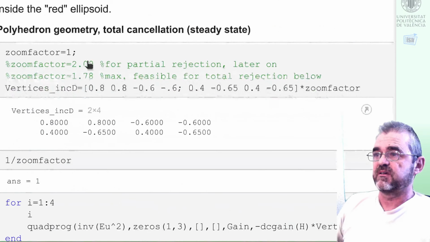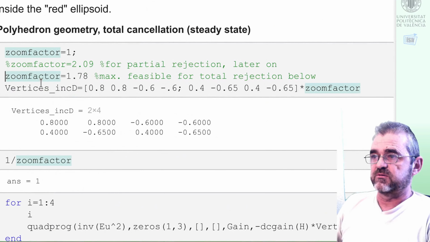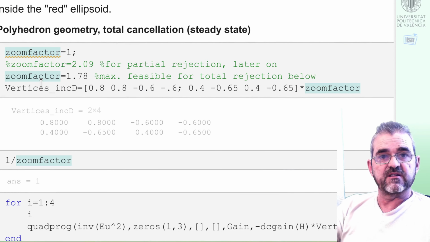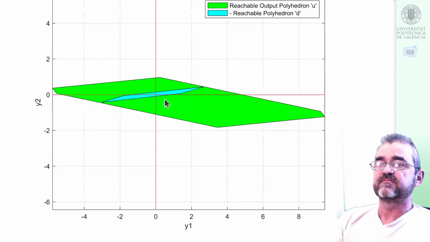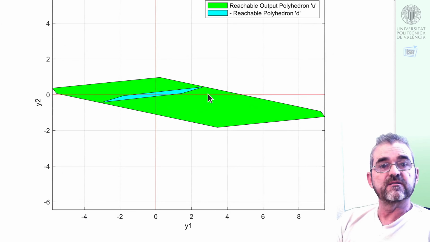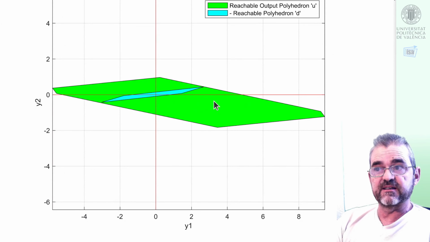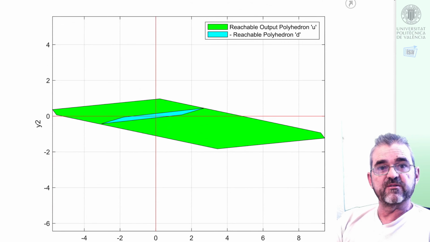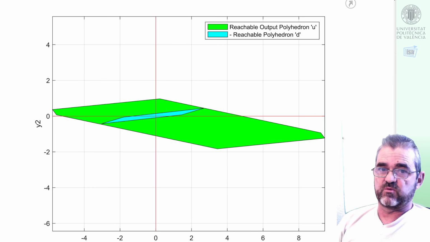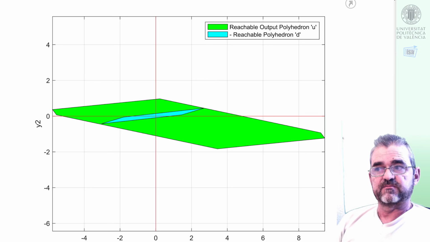The thing is that if I zoom out this extra 78%, then the cyan polyhedron touches the edge of the green reachable output polyhedron with valid inputs, and so if I make the cyan polygon larger, then it will render not feasible. So this is the geometric interpretation of what we did with quadratic programming.